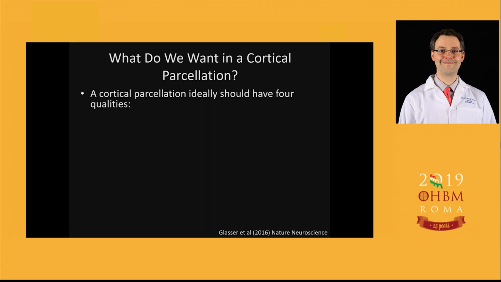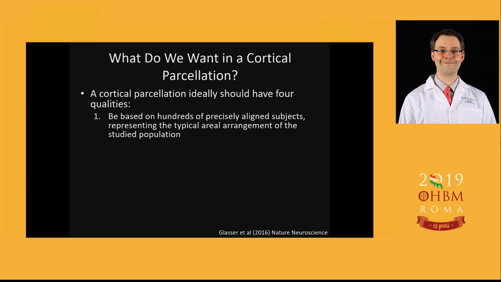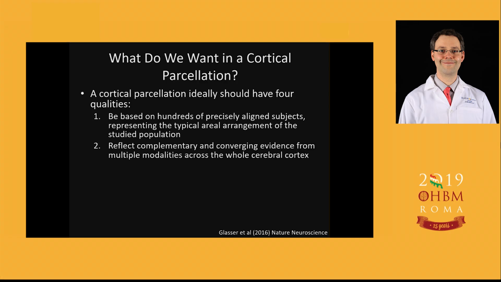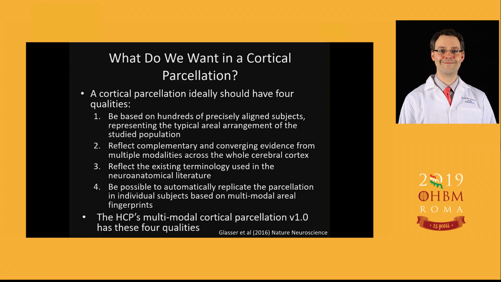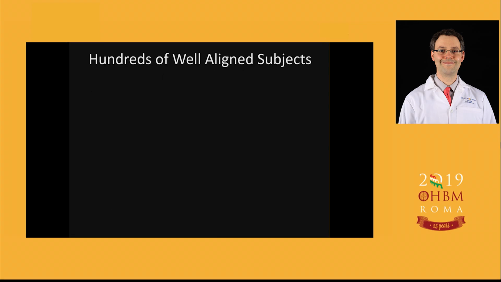So again, in my opinion, what do we want in a cortical parcellation? Ideally, I would think it would have the following 4 qualities. It would be based on hundreds of precisely aligned subjects so that it does a good job of representing the typical areal arrangement of the population. It ideally is going to reflect complementary and converging evidence from multiple modalities across the whole cerebral cortex, and reflect the existing terminology in the neuroanatomical literature. If an area has already been discovered, try to use the name that was used before, not come up with a new one. And then we want to be able to take that parcellation and apply it across subjects based on multimodal fingerprints in an automated way.